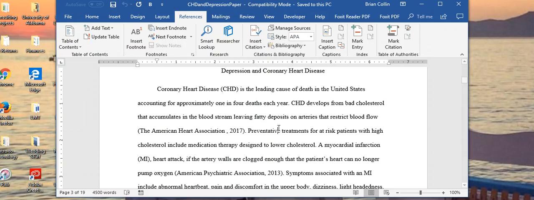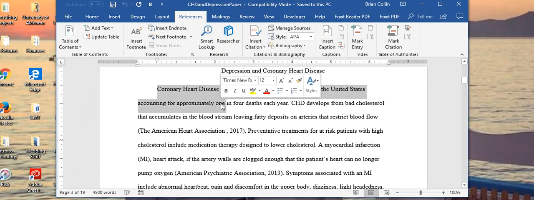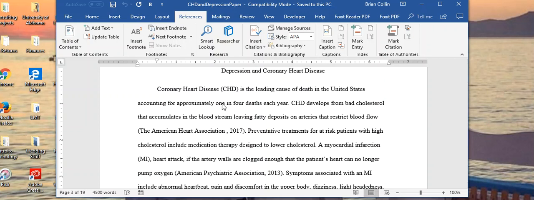Another thing to remember is you want to connect sentences together. So I don't want to read one sentence and go where, and then read the second sentence and be like, where the heck did that sentence come from? How did you get that sentence from the sentence that you said before? So you see how these two sentences flow well together. Coronary heart disease is the leading cause of death in the United States, accounting for approximately 1 in 4 deaths each year.